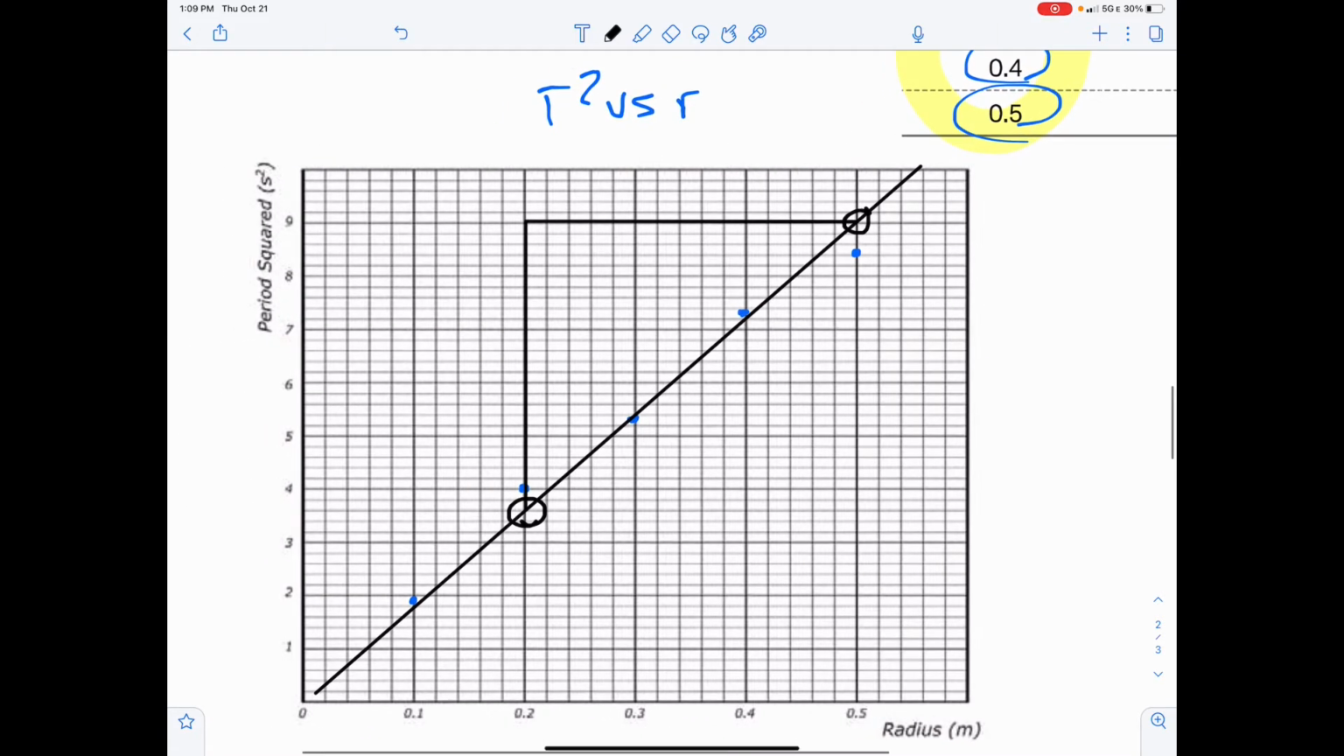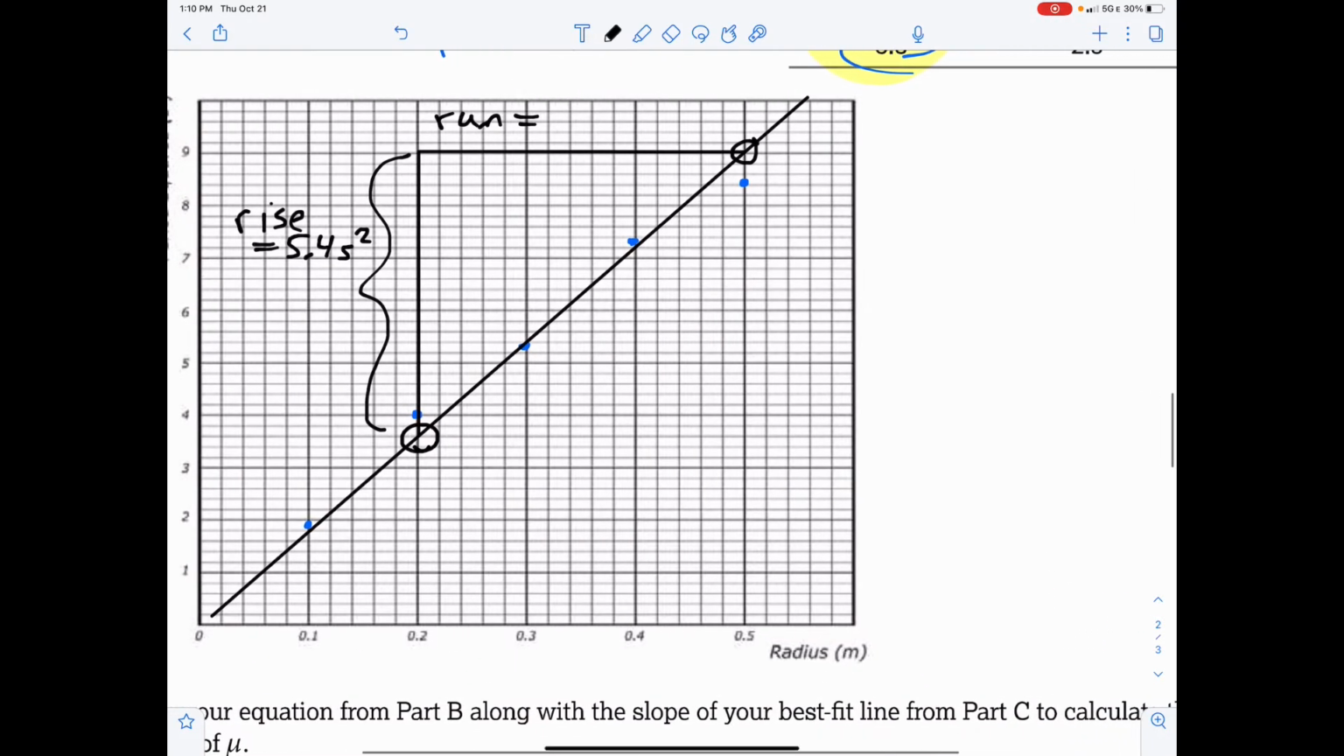My rise is 9 minus 3.6. So 9 minus 3.6 is about 5.4 seconds squared. That's my rise. My run is going to be equal to this number here, which is 0.5, minus this number here, which is 0.2. So my run is 0.3 meters.